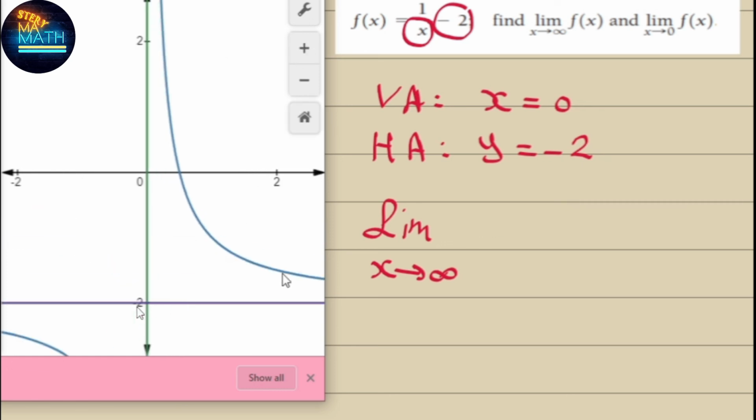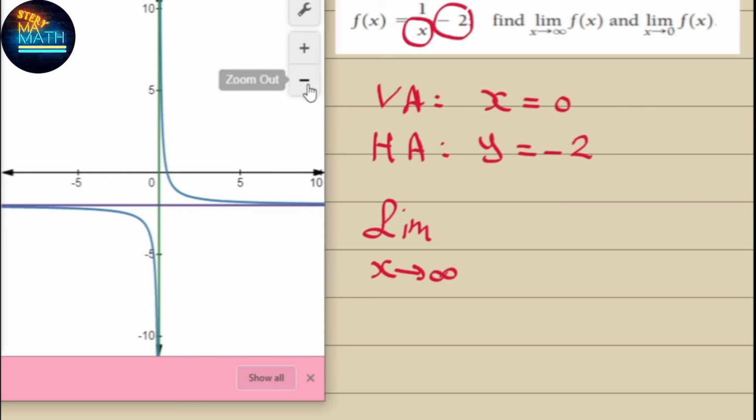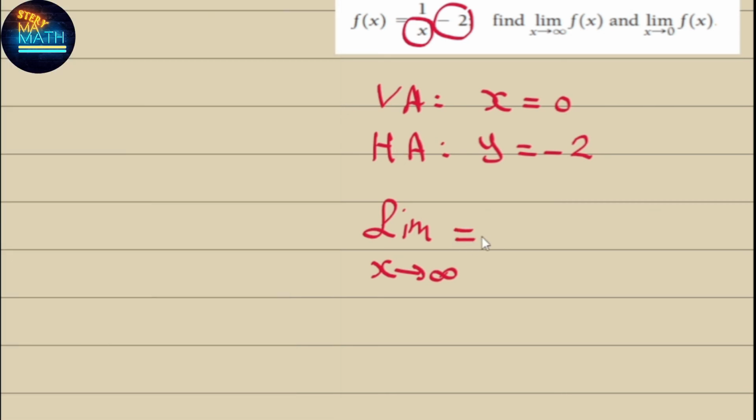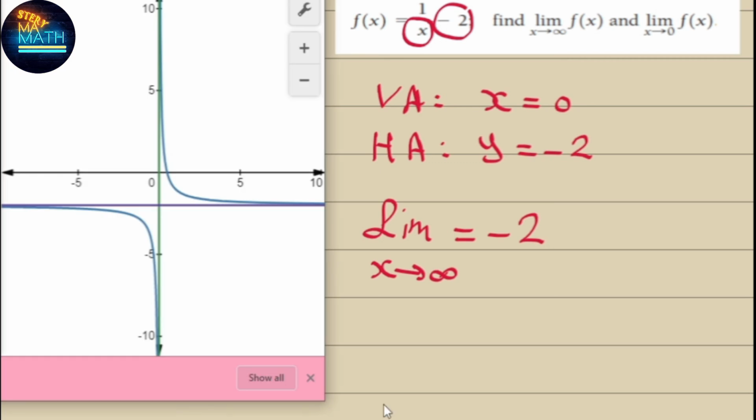So the number is equal to negative 2. So the limit is equal to negative 2. Right? So the limit as x approaches infinity is equal to negative 2. And this is the answer. Now the second question, limit as x approaches 0 of f of x.